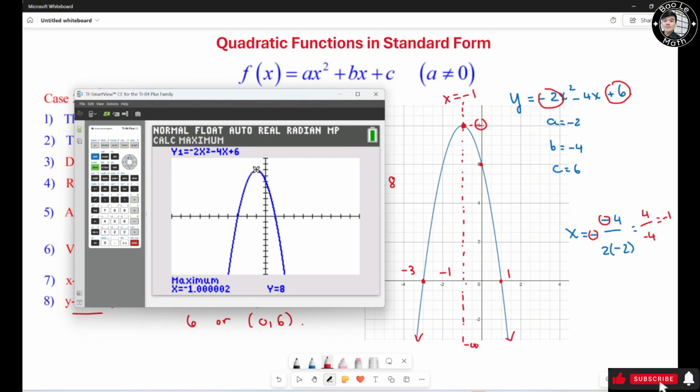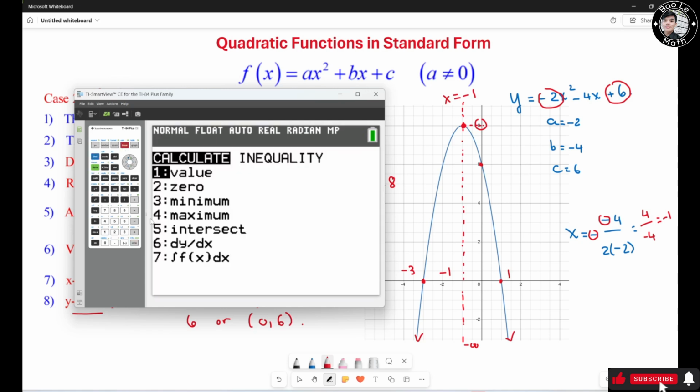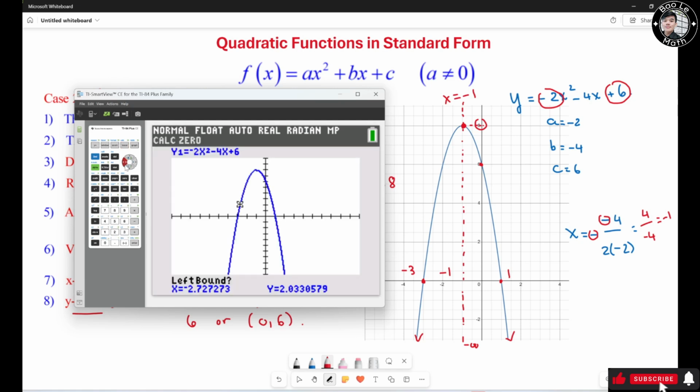Now I need to find two zeros right here. I have negative 3 and 1, right? So I hit second trace, 0 right here, so I hit number 2. So I need to do exactly the same thing as the maximum value. Move your cursor to the left of 0, hit enter. Move your cursor to the right of 0, hit enter. Now move your cursor inside of these two lines right here, hit enter.